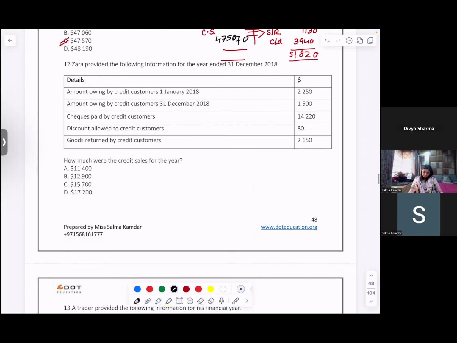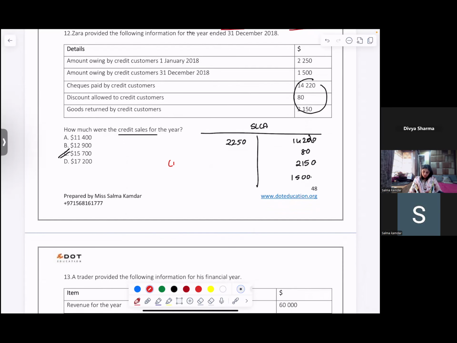Then number 12, it is 15,700. Similarly, you had to prepare an SLC, opening, closing. Number one is opening, number two is closing, number three is your bank receipt, number four on the credit side is discount, 80, and goods returned. So 15,700. You're sure? I'm sure.